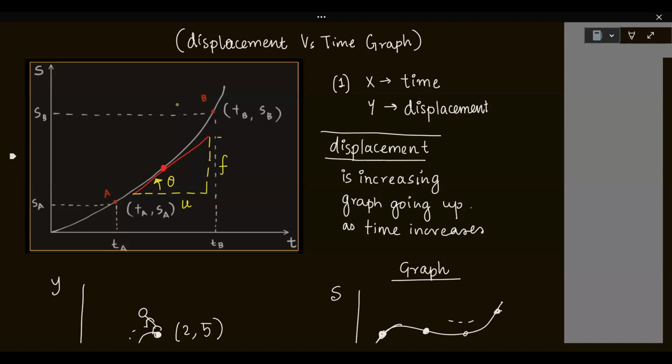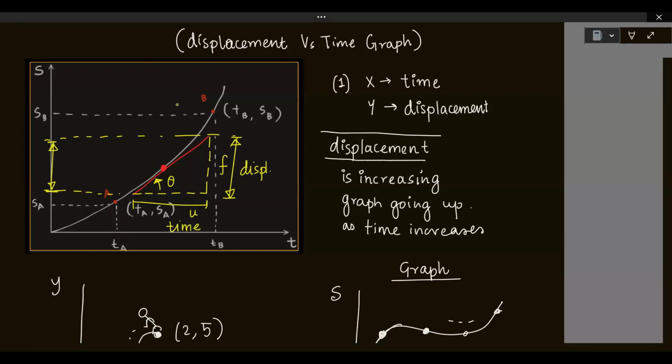So can you tell me what does F represent? What does this length represent in the graph? What does any vertical length represent in this graph? The displacement. It represents displacement. Why? Because this length is perpendicular to the time axis. So this is displacement. What about U? What does U represent? Time. It represents time.